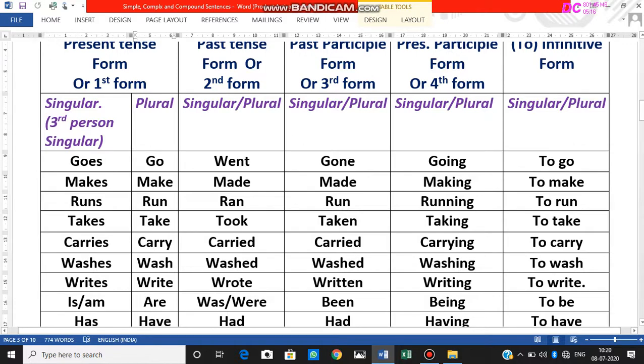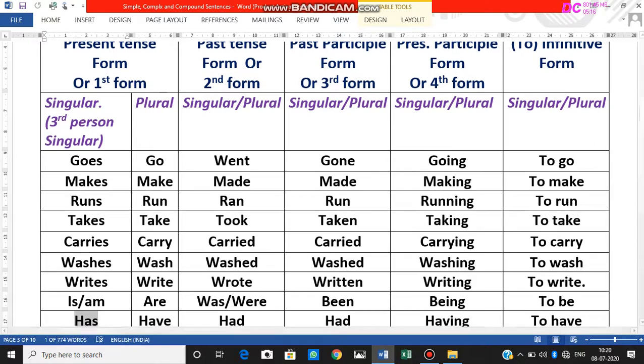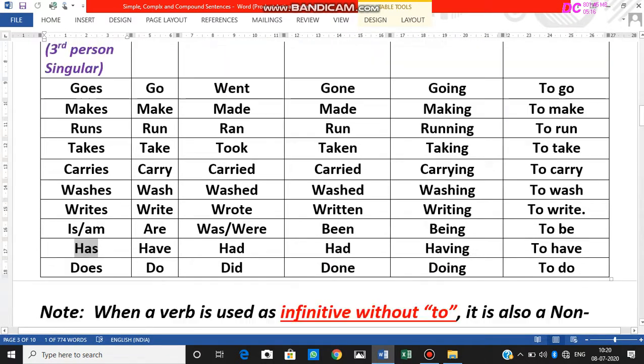Or is it plural? Was, were. These are the singular and plural forms in past tense, the second form, and been is the third form, being the fourth form, to be is the infinitive form. In the same way, has is the third person singular, have is the plural form, had second, had third, having fourth form, to have the infinitive form.